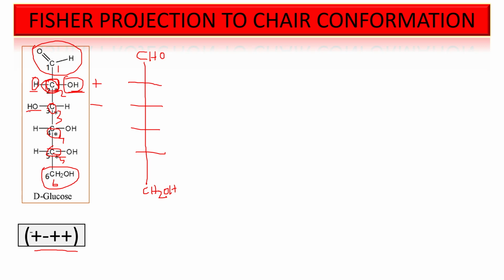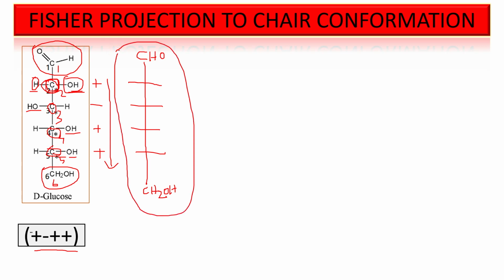Next, in carbon 3 the OH is present on the left, so we denote it as minus. Then in carbon 4 the OH is present on the right side, so it is plus, and in carbon 5 the OH is present on the right side, so it is also a plus sign. So for the structure of glucose we have to remember plus minus plus plus. For Fischer projection, this is the model or base structure, and for glucose we have to remember plus minus plus plus.